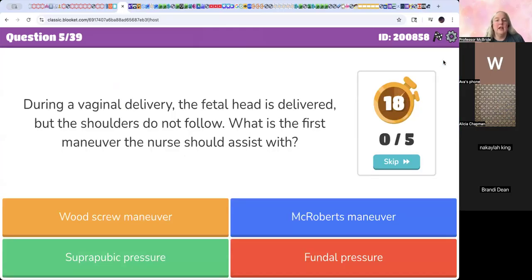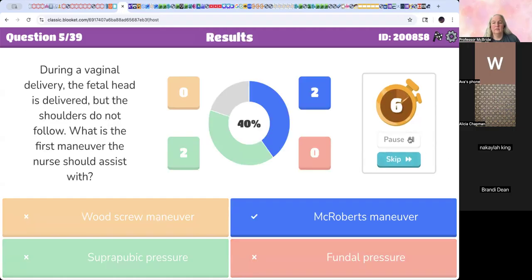During a vaginal delivery, the fetal head is delivered, but the shoulders do not follow. What is the first maneuver the nurse should assist with? Okay. So first thing to do is McRoberts. Because think about least invasive to most invasive, right? McRoberts maneuver, how do we do it?